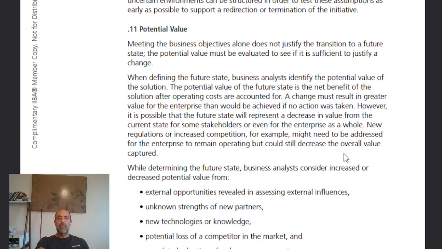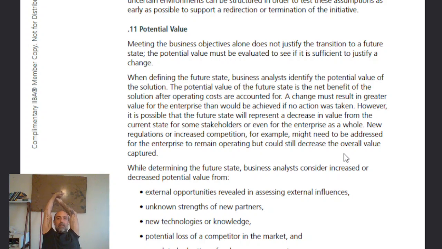So potential value: meeting the business objectives does not justify the transition to a future state. The potential value must be evaluated to see if it's sufficient to justify a change. When defining the future state, business analysts identify the potential value of the solution. The potential value of the future state is the net benefit of the solution. After operating costs are accounted for, a change must result in greater value for the enterprise than would be achieved if no action was taken.